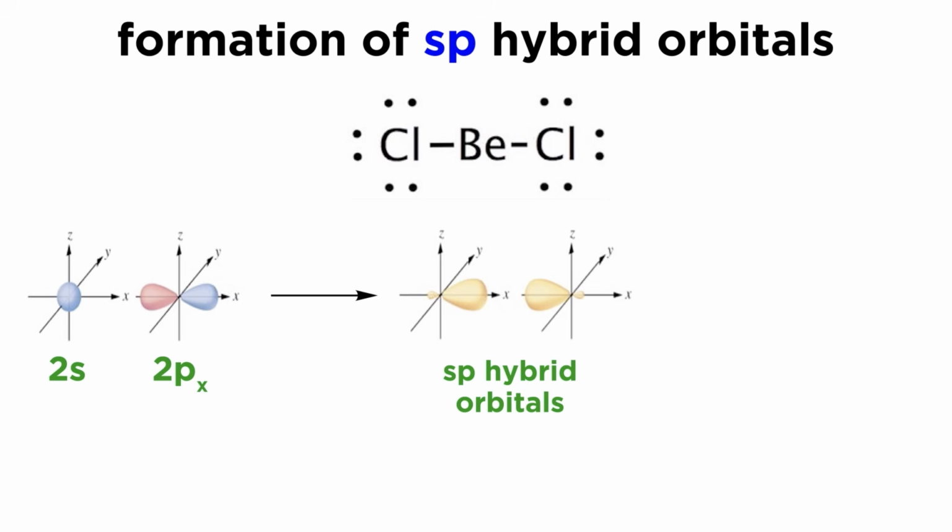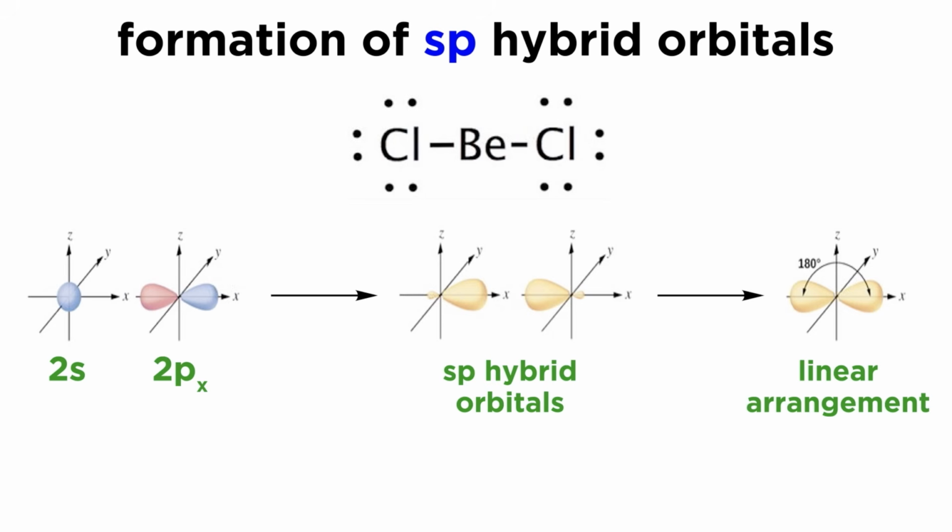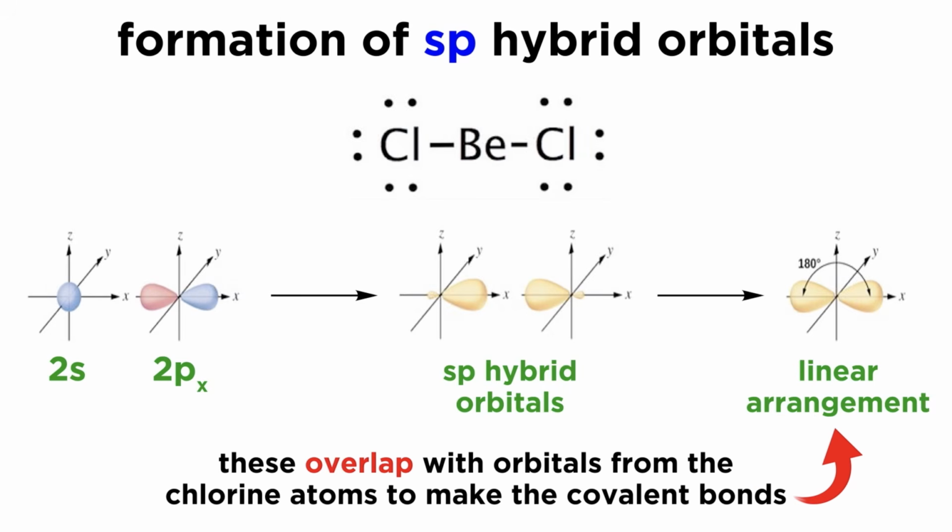These will be equal in shape and energy, and they will have a shape that resembles a combination of the s and p orbitals. These hybrid orbitals will be arranged 180 degrees apart in linear fashion, and each of them can accommodate the 2 electrons necessary to form a covalent bond. The bonds will occur when the sp orbitals overlap with orbitals from the chlorine atoms.